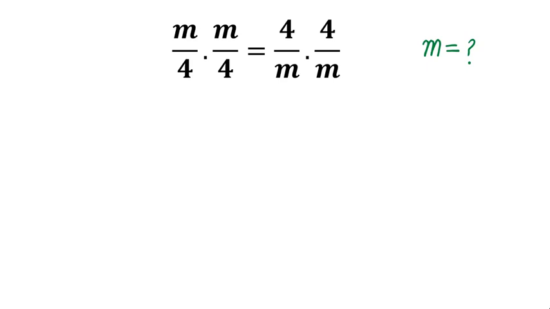Hello students, in this video we are going to solve a nice algebra problem. Here m over 4 times m over 4 is equal to 4 over m times 4 over m. And here we need to calculate all possible solutions.